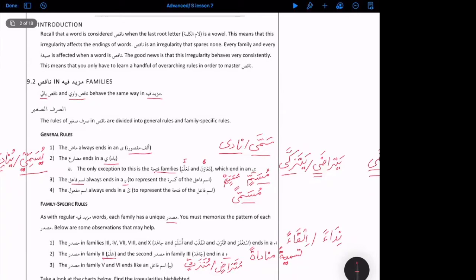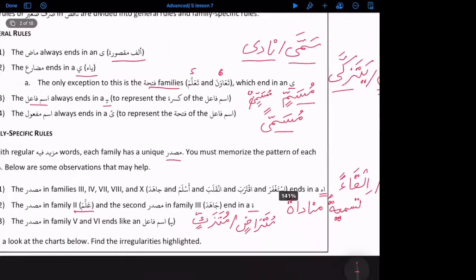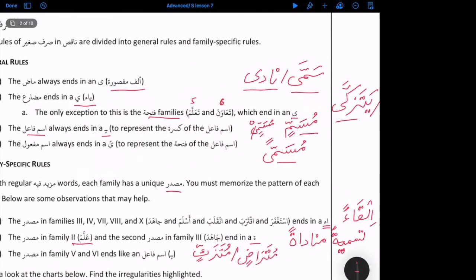So the masdar in family 3, 4, 7, 8, and family 10: jahada, aslama, inqalaba, iqtaraba, and istaghfara. It is going to end on alif mamduda over here. Okay, so we're gonna have alif and hamza at the end of that masdar. Example is nida'an, right? Nida'an, ilqa'an, and we will see in a bit how it becomes like that.